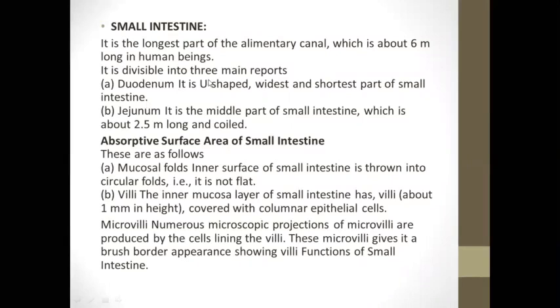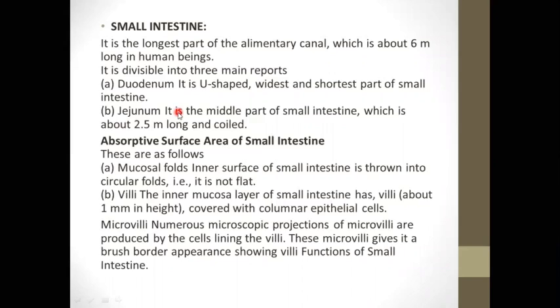The small intestine is the longest part of the alimentary canal, and it is about 6 meters long in humans. The duodenum is U-shaped and is the widest and shortest part of the small intestine. Then we have the jejunum, which is the middle part, and the ileum, which is the final part of the small intestine.